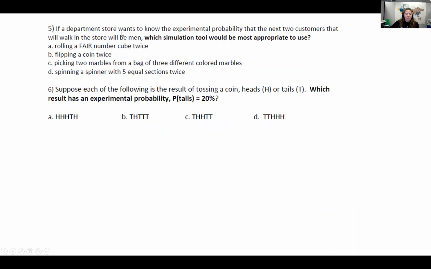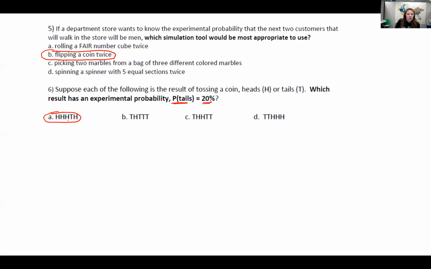Number 5, we talked about what could happen, which of these tools. So basically 2 outcomes. So B would be the right answer because every time you flip a coin, only 2 things can happen. Number 6, the answer is 1 because it's saying what's the probability of getting tails 20% of the time.